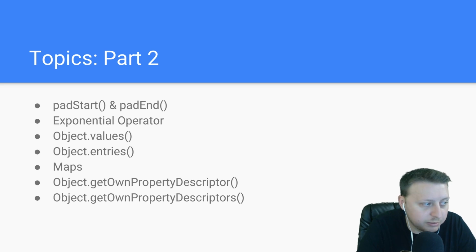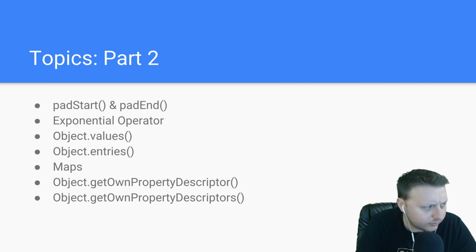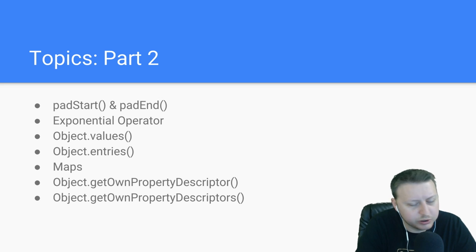talking about padStart, padEnd, the exponential operator, Object.values, Object.entries. We're going to be talking about maps, Object.getOwnPropertyDescriptor, and descriptors, and that's it. So we're going to be covering quite a bit. What is that, about 23 points.